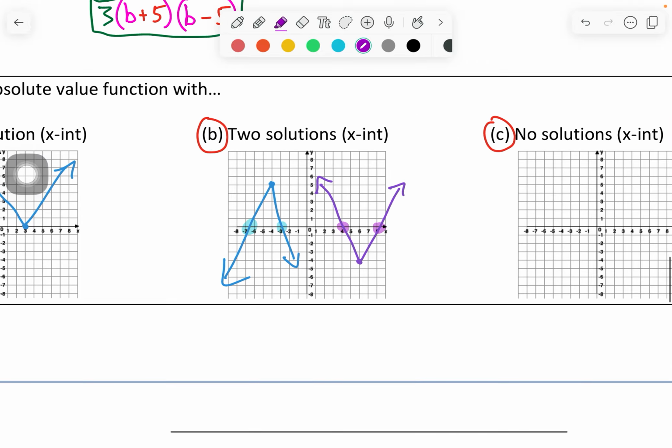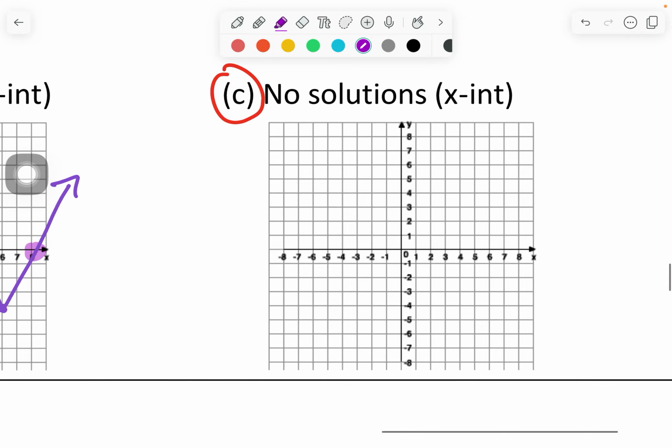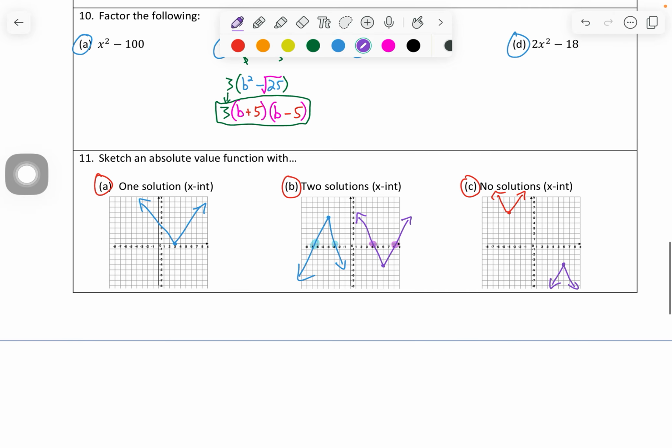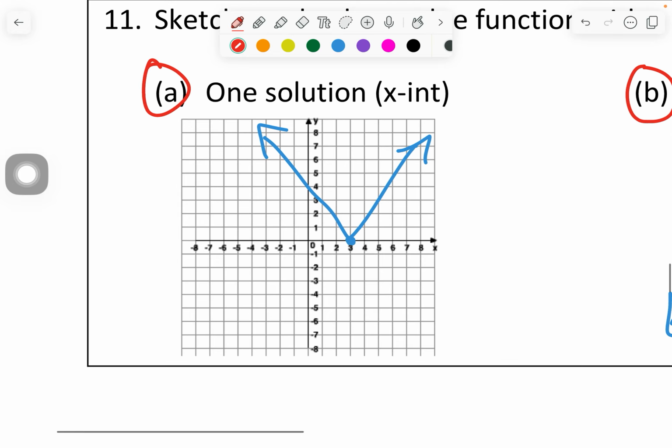All right, and then no solutions. This is the opposite. If you put your vertex up here, it's got to go up because I do not want to cross that x-axis. If you put it down here, it's got to go down. Because I don't want to cross the x-axis, so that's no solutions. I should add one over here. If I put it over here and go down, that's what it could also look like. So like this and this, that's one.